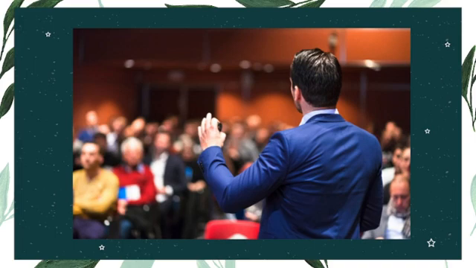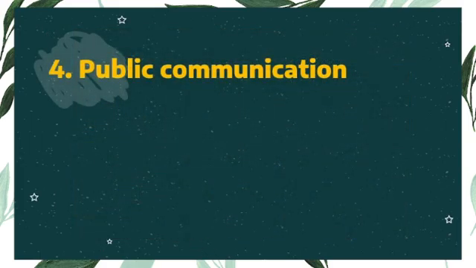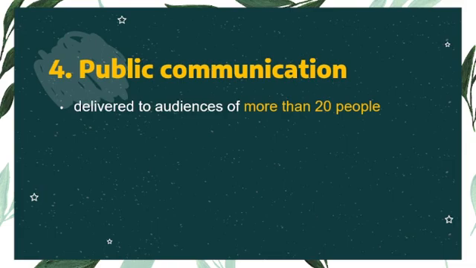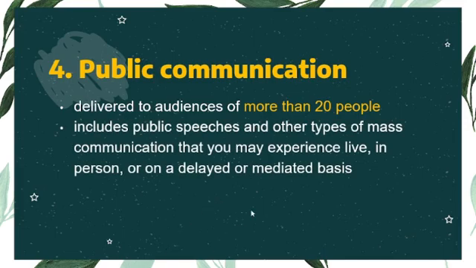Okay, and last but not least, you are seeing a picture of a man talking to an audience. Okay, so this is an example of our last communication setting, the public communication. So here it's defined as the communication delivered to audiences of more than 20 people. It includes public speeches and other types of mass communication that you may experience live in person or on a delayed or mediated basis, just like what we are seeing as of the moment or these past few weeks, right? Because of the upcoming election. So those are examples of public communication. And also, just like your classes online, it's also considered public communication.